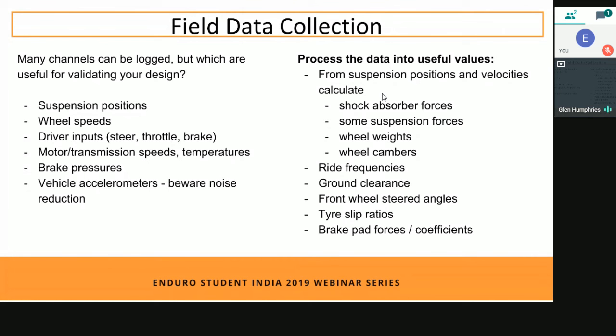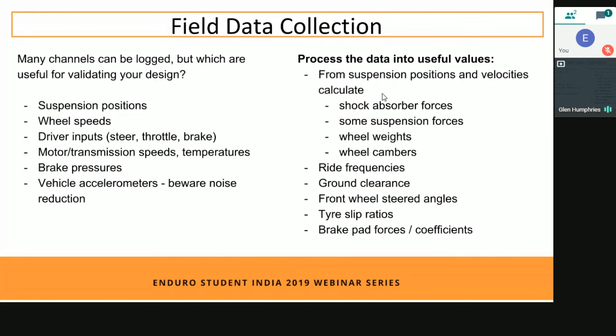Our driver inputs, we can, for example, get our front wheel steer angles. We can compare that to the vehicle performance in terms of our vehicle dynamics. We can get tyre slip ratios. Under acceleration, how much of the back wheel's spinning up compared to the front? Should we retune our CVT or our transmission to better suit that? Or, from a validation standpoint, are the wheels slipping as much as we thought they would? Can we validate our design estimations based on what we expected those values to be?